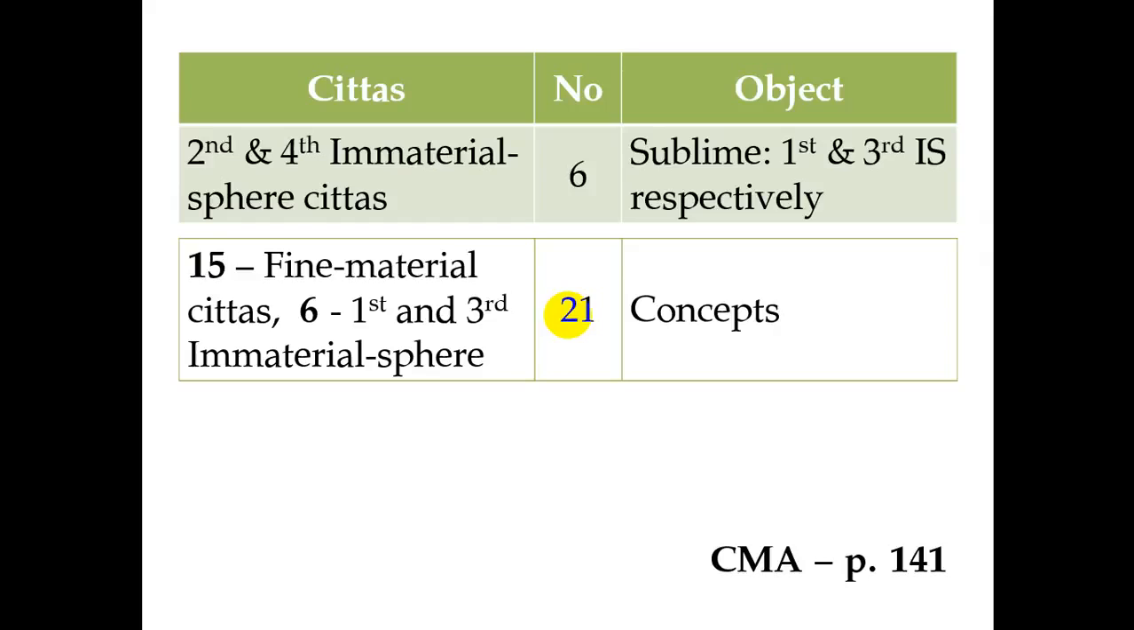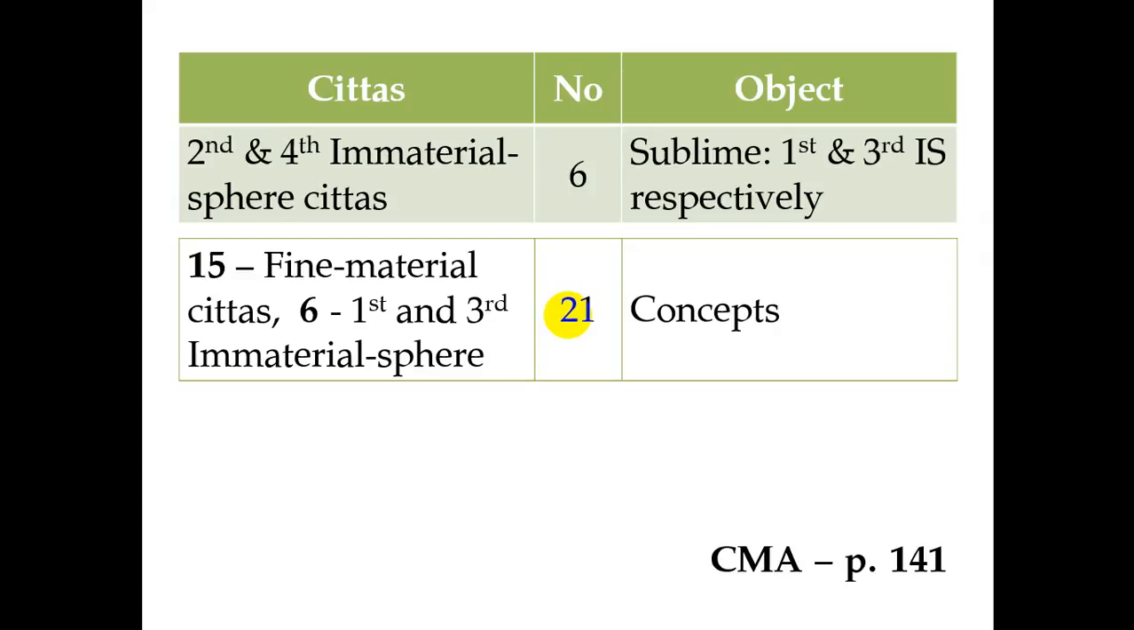Thank you, Bhante. Okay, so as I earlier said, the first immaterial jhana takes concept, and the third one also takes the concept of nothingness, and the fourth immaterial jhana takes the object of the third immaterial consciousness. So I think when you learn these two charts, it became clear, right? So the cittas take different objects, right?